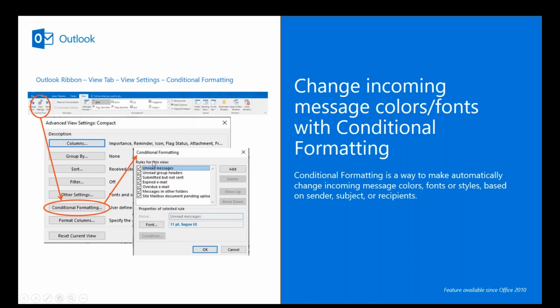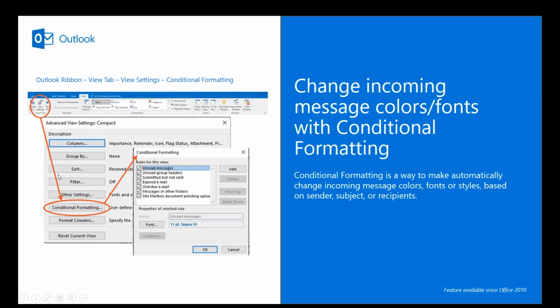And here's our rules. Here's just some standard rules. So we can change our font to unread messages. We can also do unread group headers, submitted but not sent emails, expired emails, overdue emails, messages in other Outlooks, just for example. And we can just change our font down here. Just hit Font. You can change it to whatever we would like.